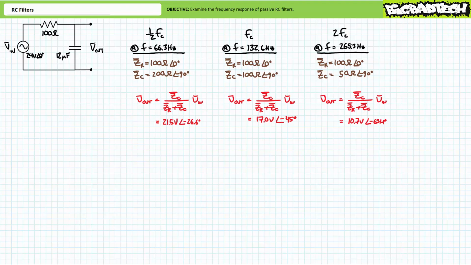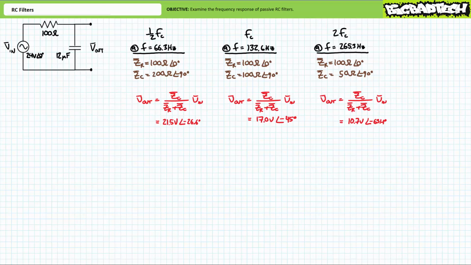Voltage across the capacitor should also go down. An application of the AC voltage divider rule demonstrates that Vout will be approximately 10.7 volts at an angle of negative 63.4 degrees. At the increased excitation frequency, output voltage, our property of interest, is less than that experienced at the critical frequency. This again matches the character of a low-pass filter. Frequencies greater than the critical frequency experience less output.